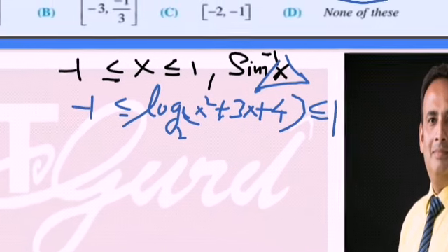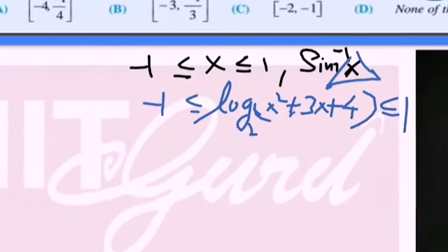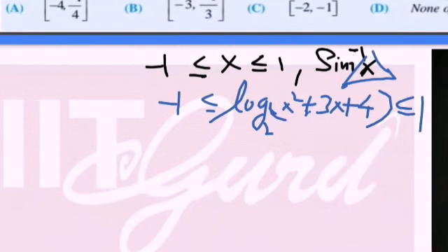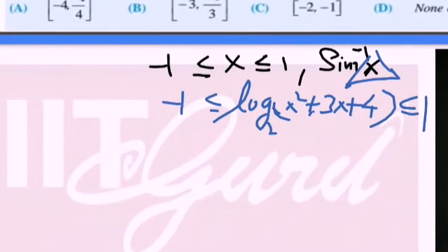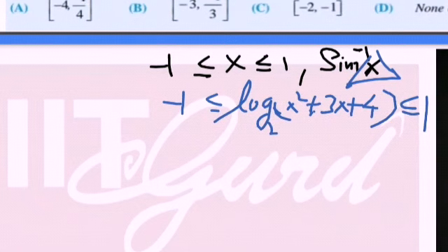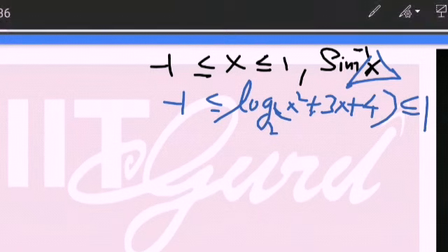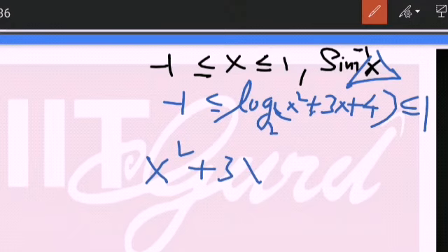The domain of sine inverse x, as you know, lies between -1 to +1. So log of x square plus 3x plus 4, as written in the problem, lies between -1 to +1. So here once again, that is 2 to the power -1, which is 1/2, to 2.